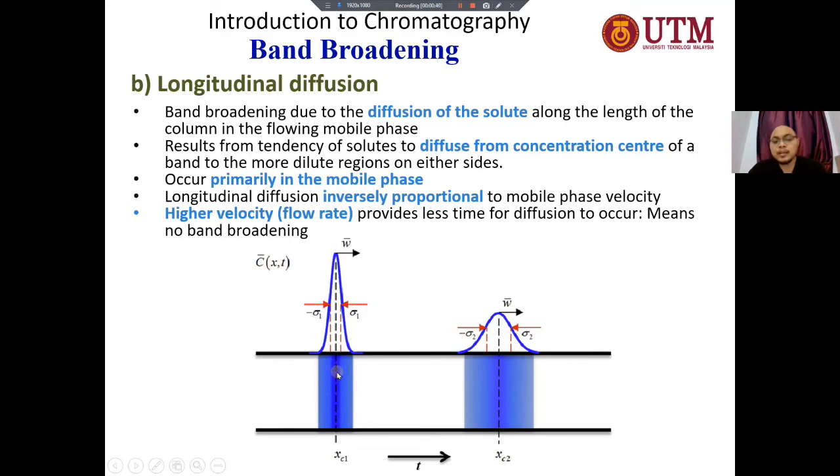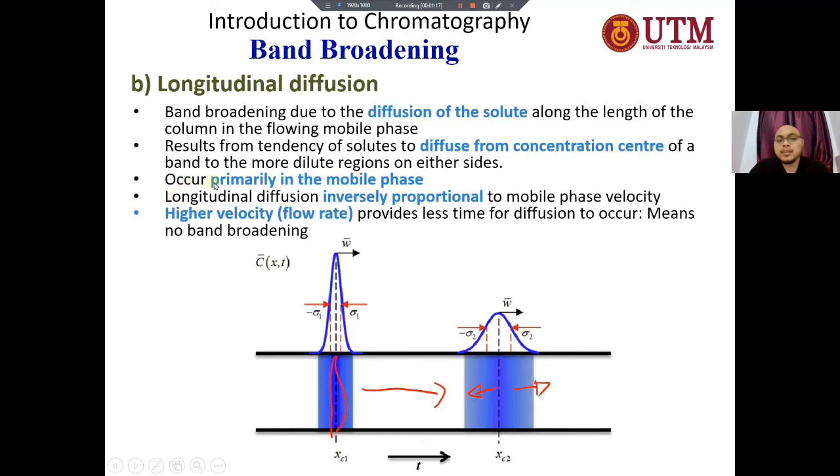As your analyte passes through the column, it will tend to dilute from the center of the concentrated area to more dilute areas. For example, at the early injection it is at the center, and as it moves along the column, the center will dilute to the diluted sides or dilute regions.